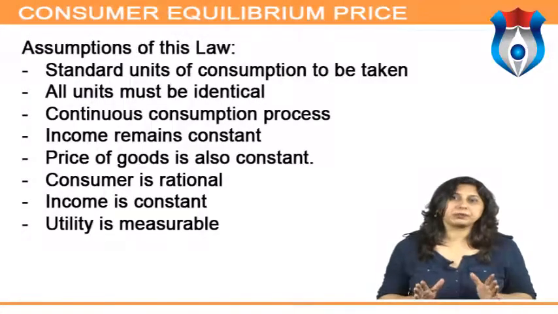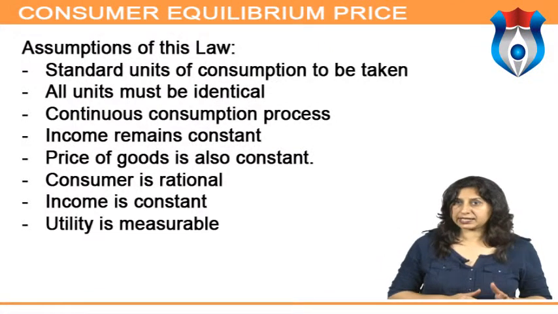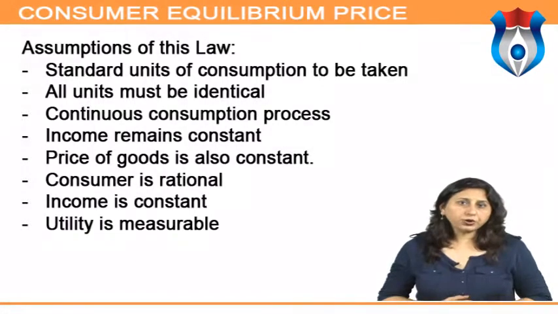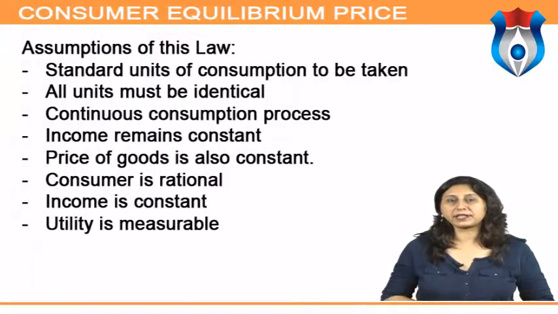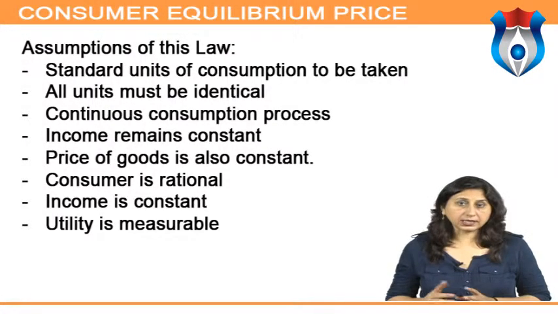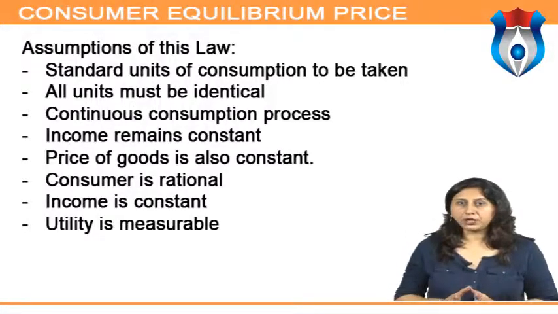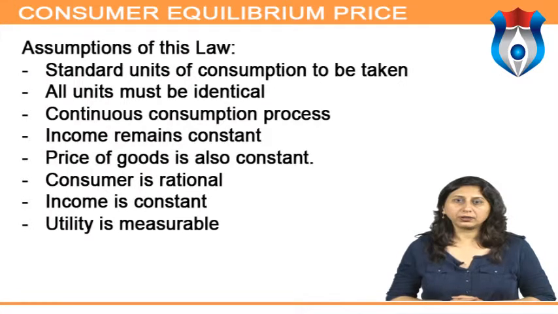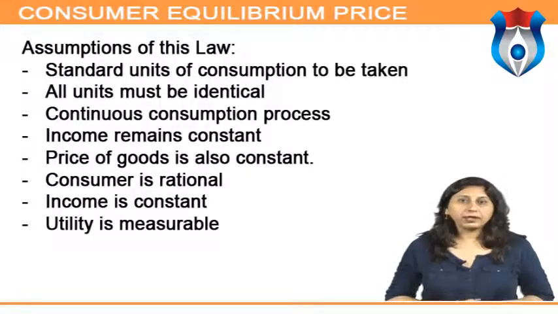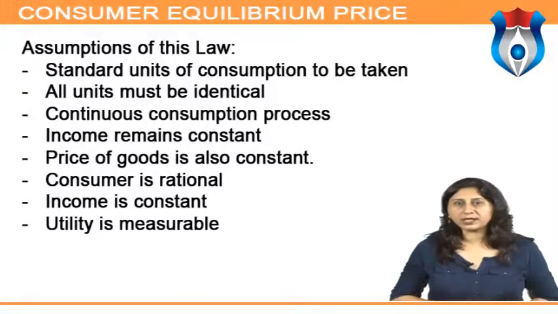All the units of the commodity must be identical in all aspects, like taste, quality, color, and size. The law holds good only when the process of consumption continues without any time gap. The consumer's taste, habit, or preference must remain the same during the process of consumption. The income of the consumer remains constant. The prices of the commodity consumed and its substitutes are constant.